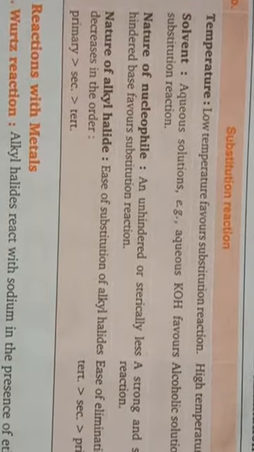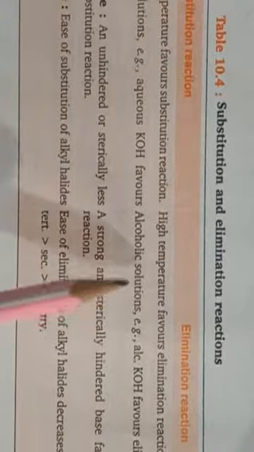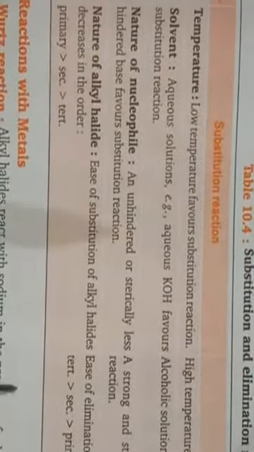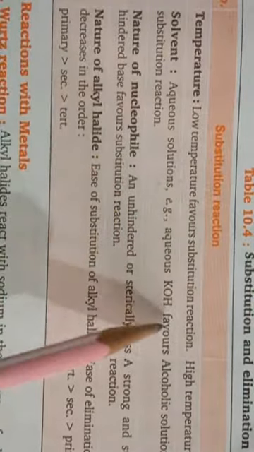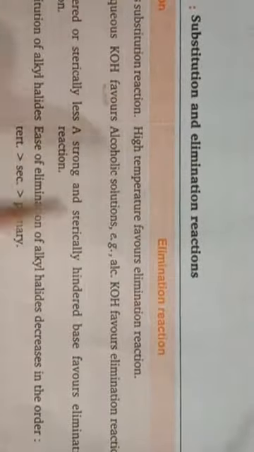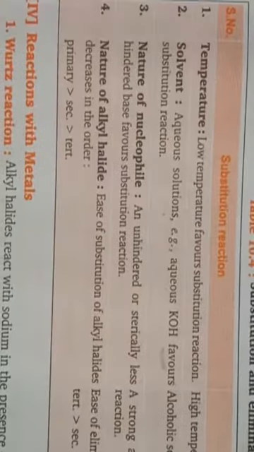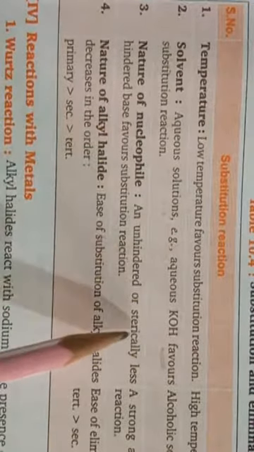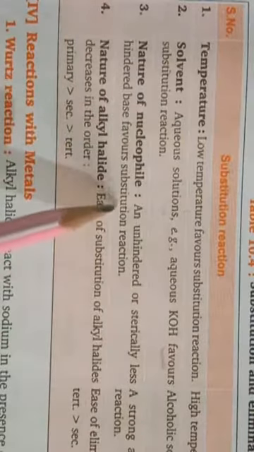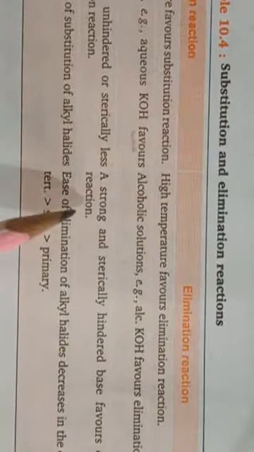In the case of substitution, low temperature is favored, and for elimination, high temperature is favored. Then the second point: for substitution, aqueous solutions which are more polar are favorable, but for elimination, alcoholic solutions or non-polar solutions are favorable. Then the third point, nature of the nucleophile. For substitution, unhindered or sterically less hindered nucleophiles are favored, whereas for elimination, sterically hindered nucleophiles are favored.